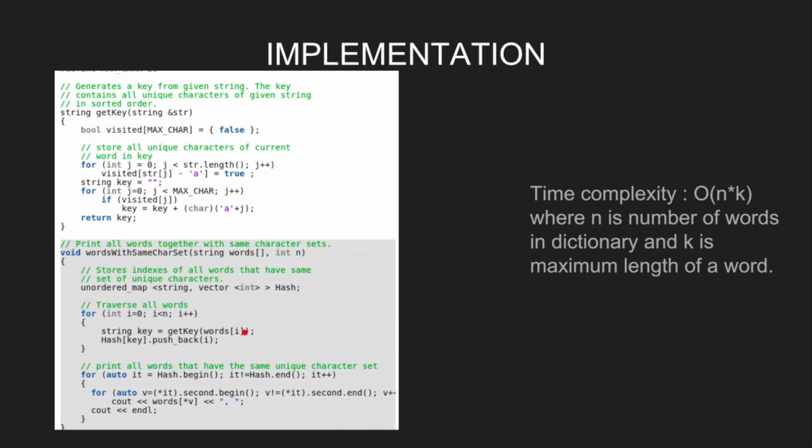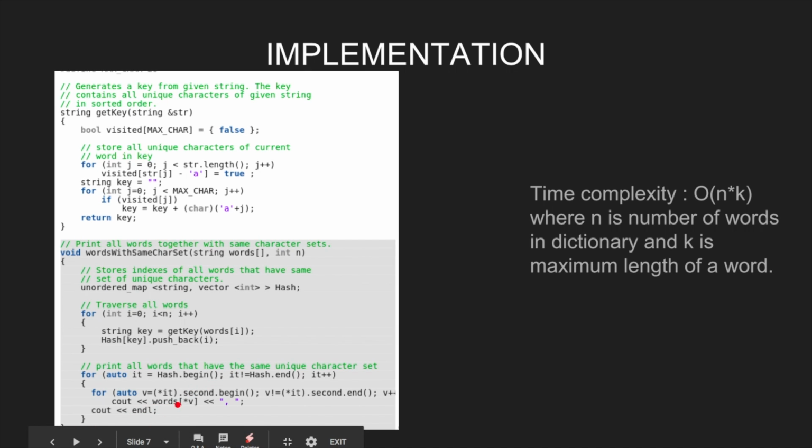Now the hash is filled and we will print all the words that have the same unique character set. Iterate through the hash, then for each set of words in the hash, we will have a vector of indices stored corresponding to it. The words at these indexes have the same set of characters, so we will print these. We iterate now through the hash's vector of int component, that is the second part, and for each int element in the vector, print the corresponding word by words[*v]. cout endl after every group of words.